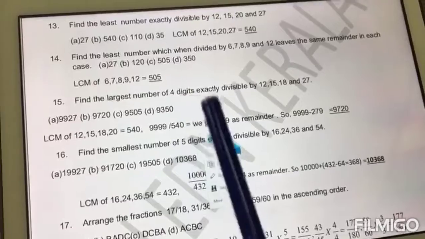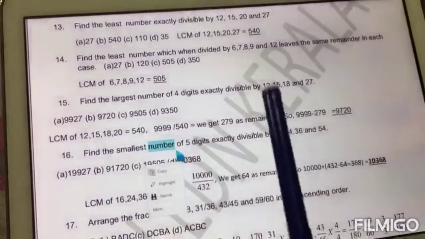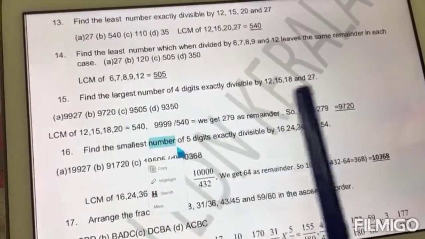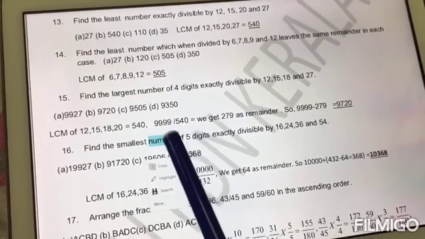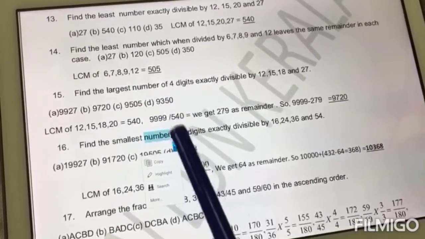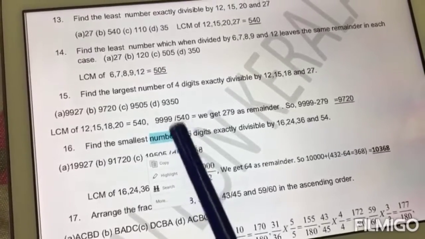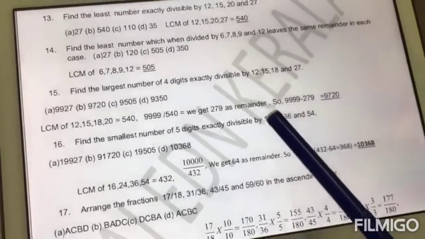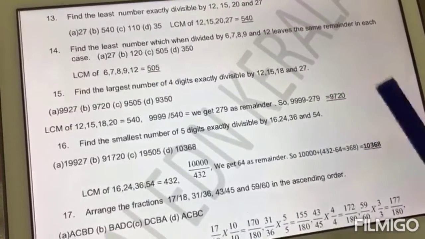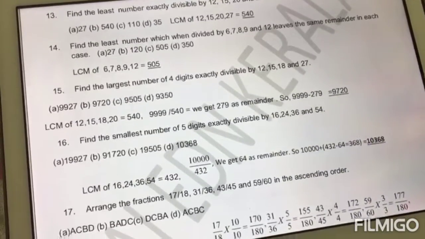Find the largest number of 4 digits exactly divisible by 12, 15, 18 and 27. So first find the LCM, which is 540. Now the largest 4 digit number is 9999, because after this it is all 5 digits, like 9999 plus 1 is 10,000, which is 5 digits. Divide that by the LCM, we get 279 as the remainder. Subtract that from 9999 to get 9720. This is the largest 4 digit number which is divisible exactly by these 4 numbers.